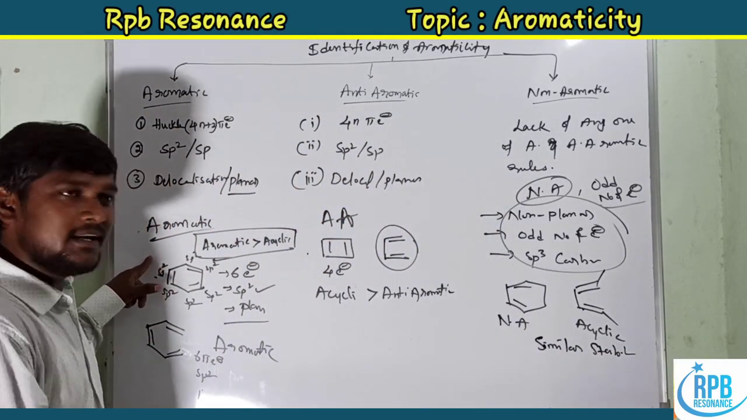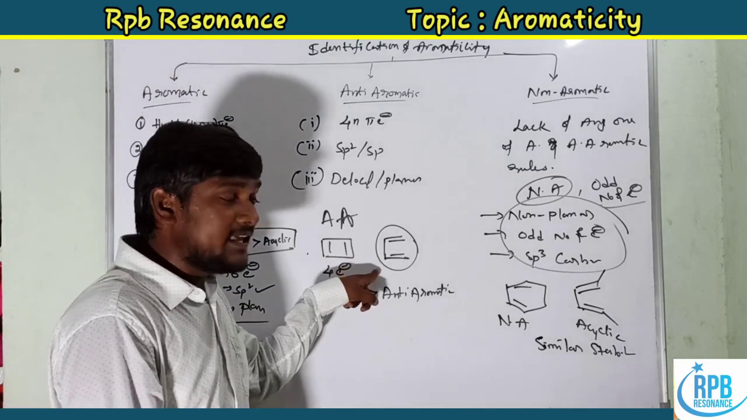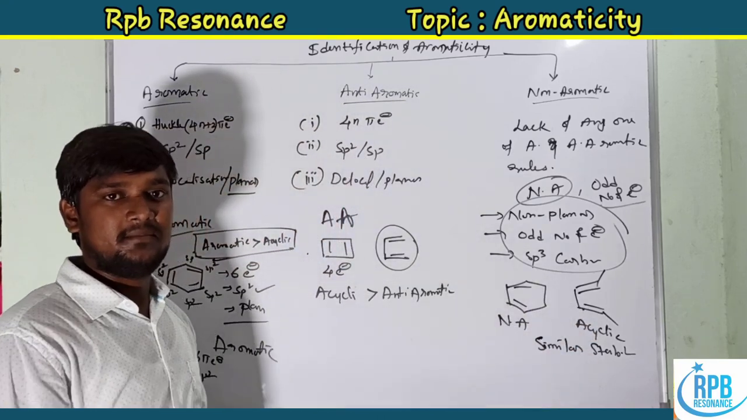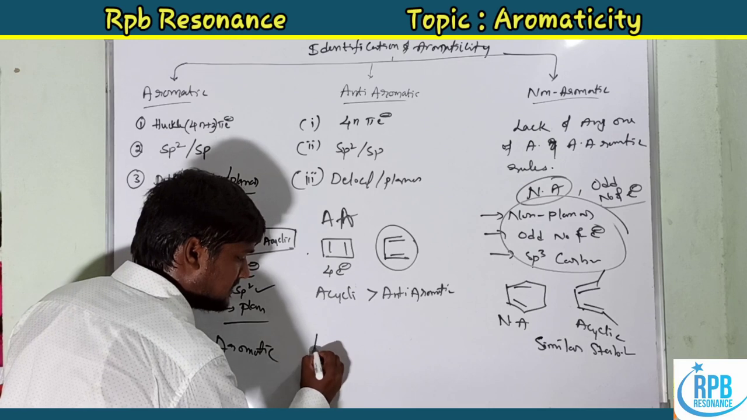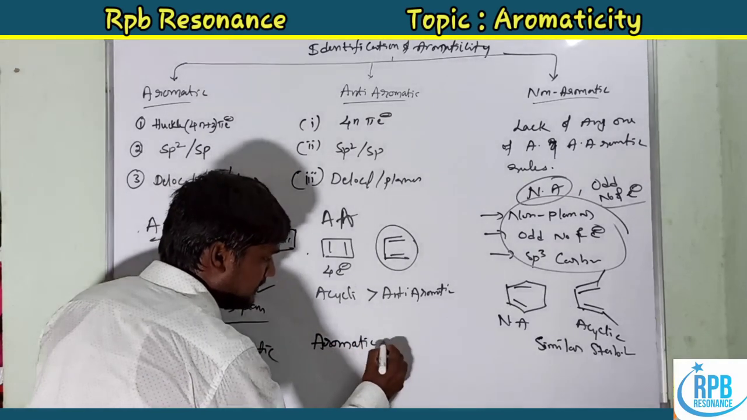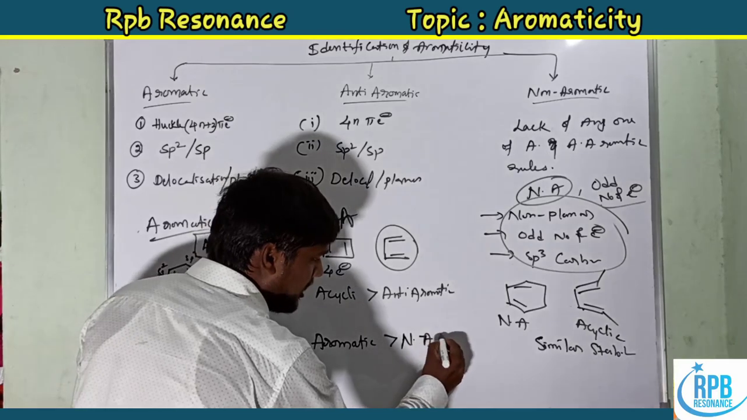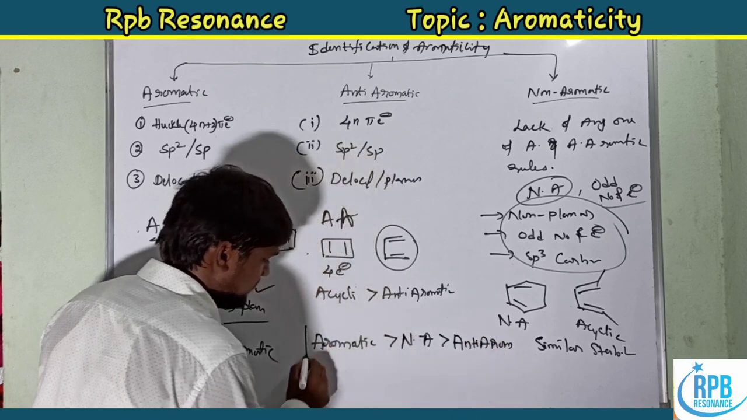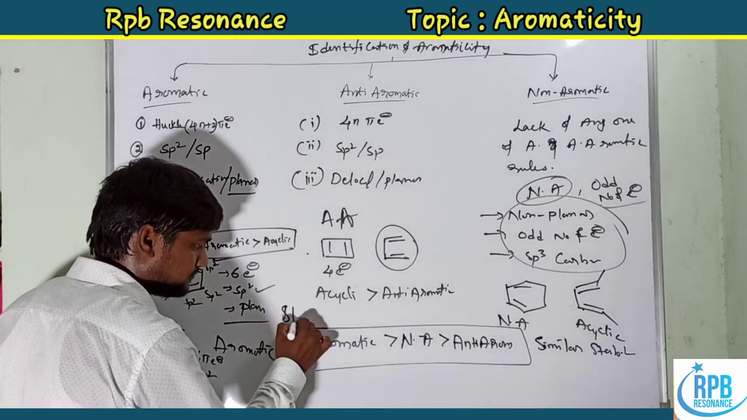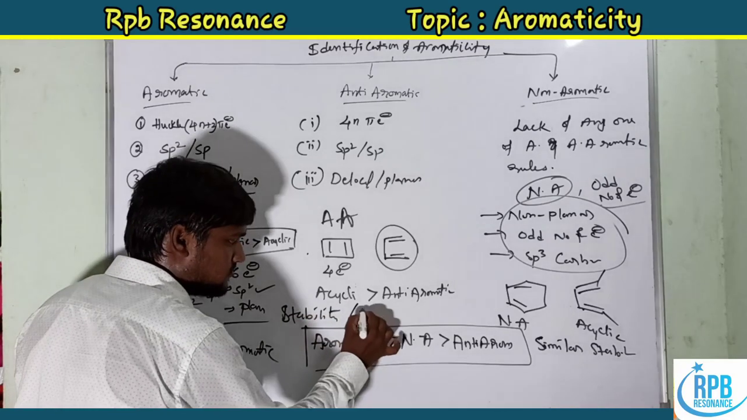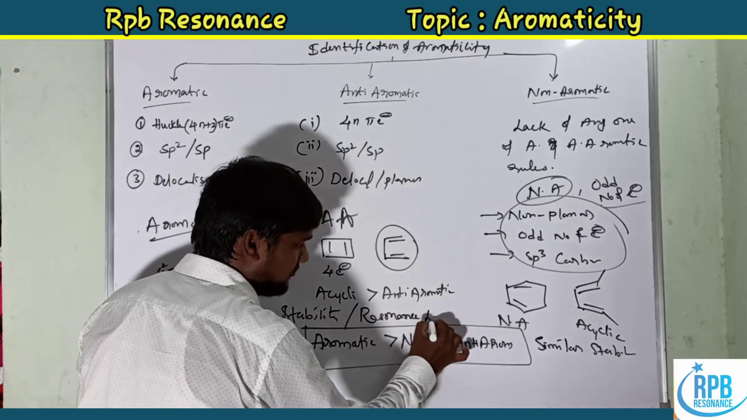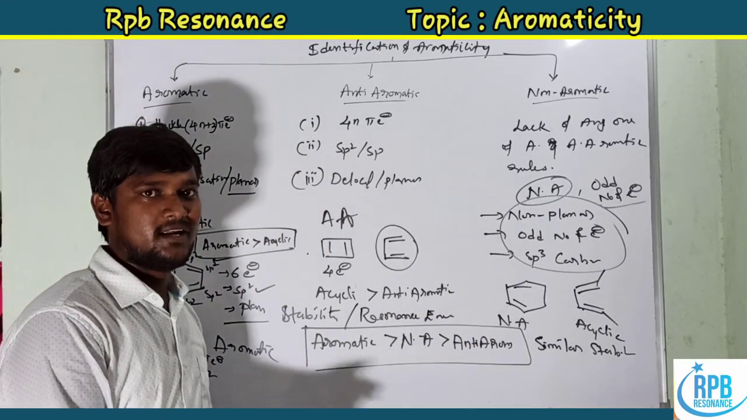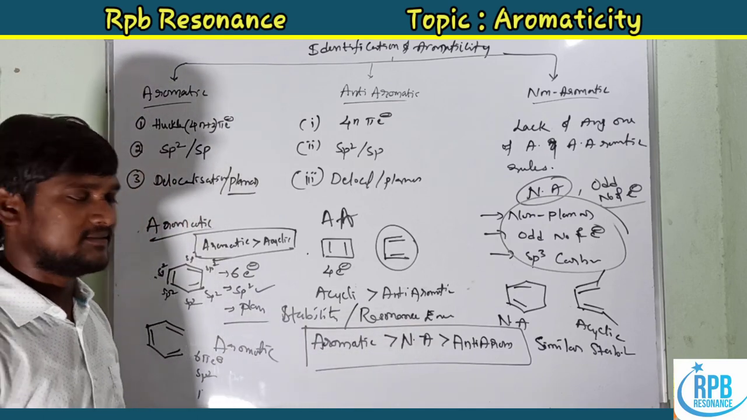Now aromatic compounds are more stable than the acyclic. Here the anti-aromatic is less stable than the acyclic. Non-aromatic means moderately similar stabilization. So based on that, we will arrange the stability order: aromatic is more stable than non-aromatic, and non-aromatic is more stable than anti-aromatic. This is the stability order, which is also the resonance energy order. So this is the overall description regarding aromatic, anti-aromatic and non-aromatic. Now let's move on to some of the examples.